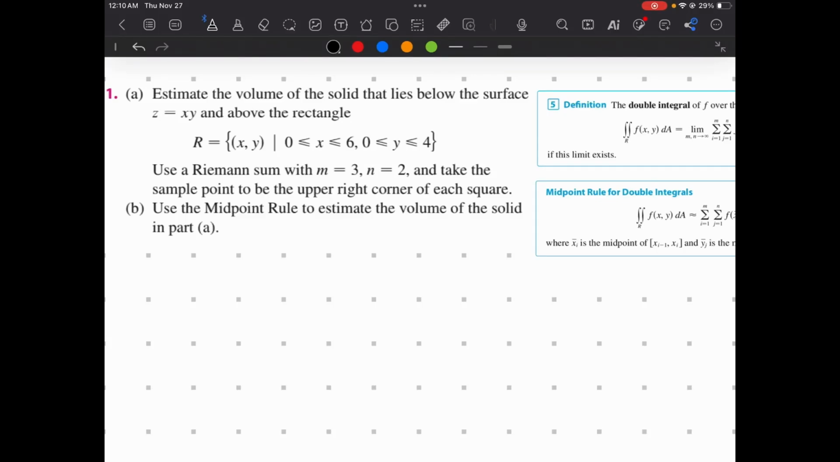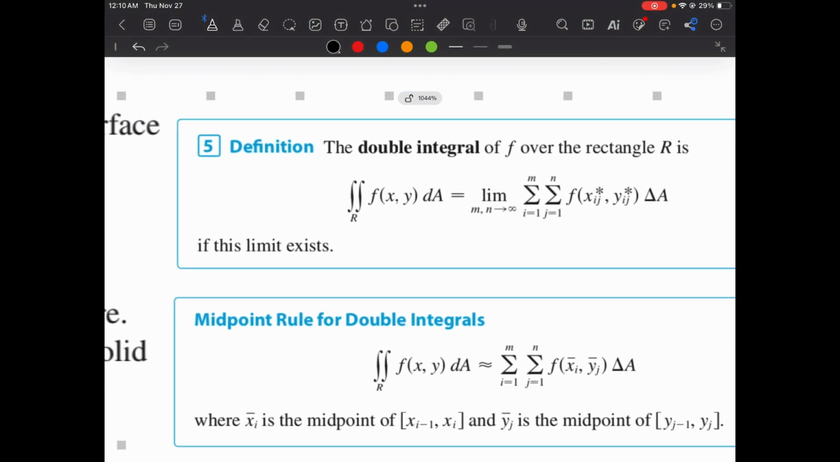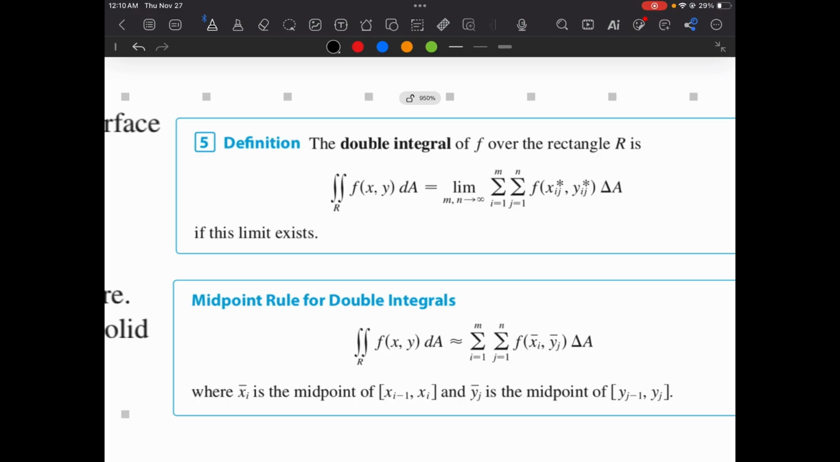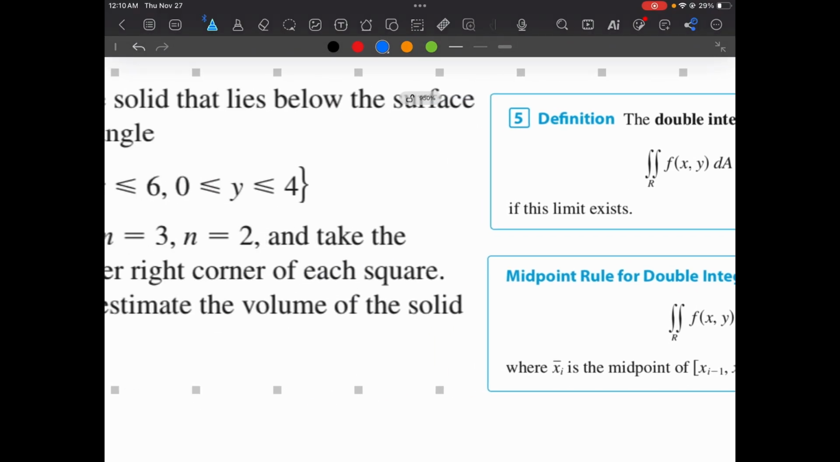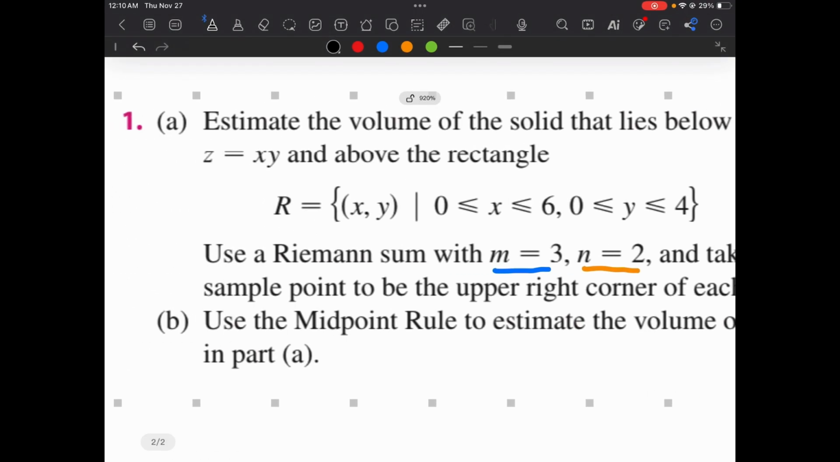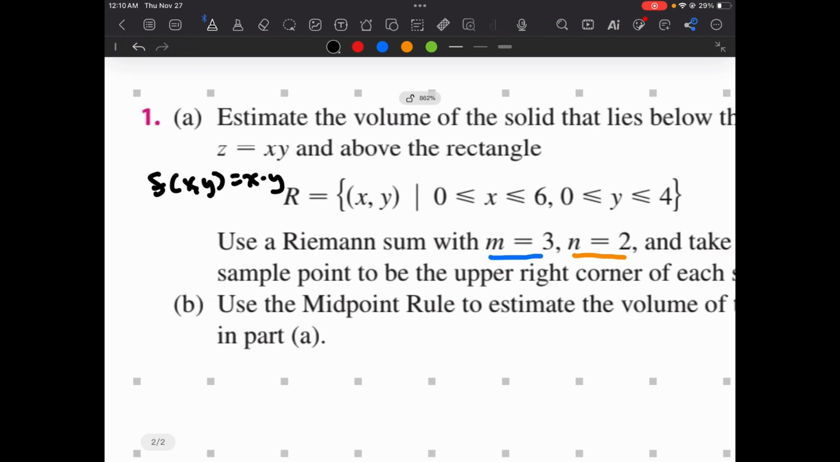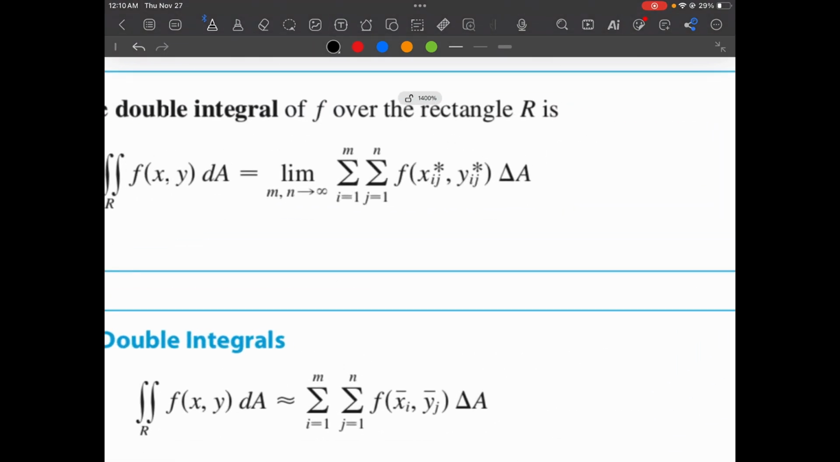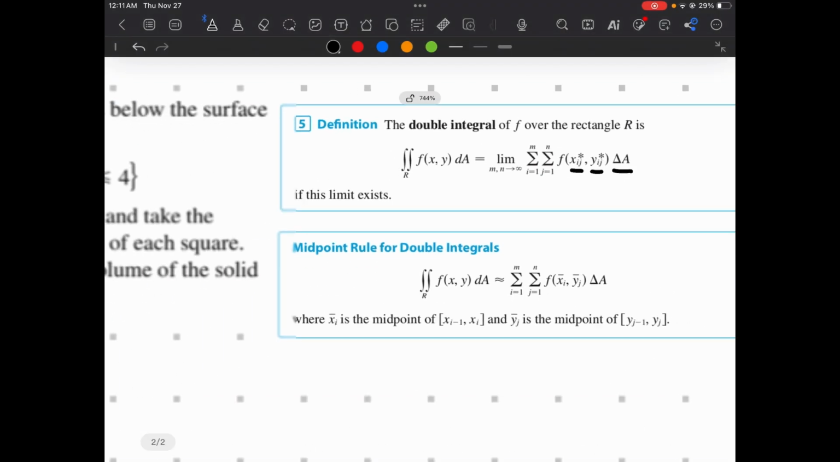To do part A, we need to do a Riemann sum where we use the sample points of the upper right corner of each square, and that is represented by our definition number 5, where we know m equals 3, n equals 2, and from the equation z equals xy, we can change z to be f of x and y equals x times y. However, we are missing x sub ij, y sub ij, and delta A.